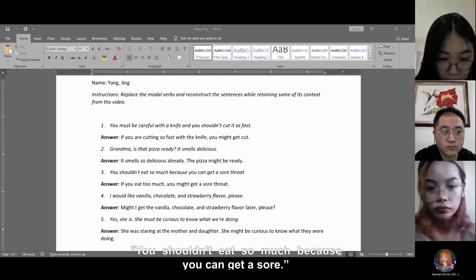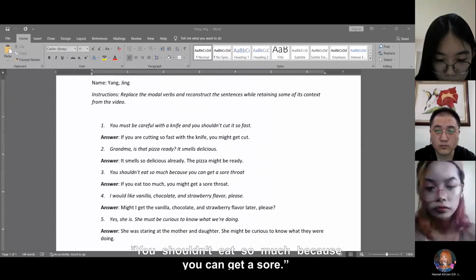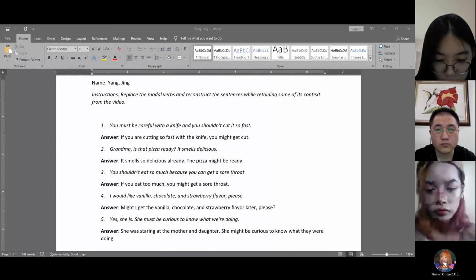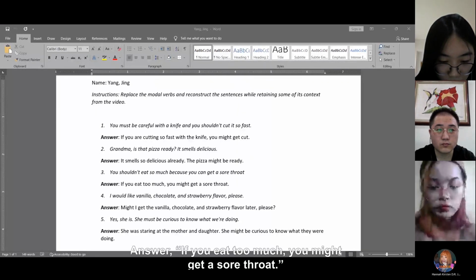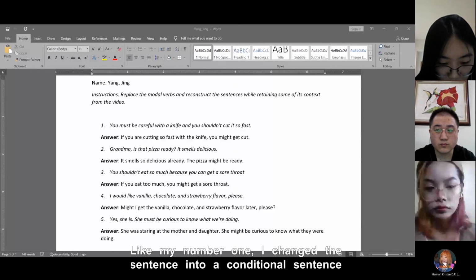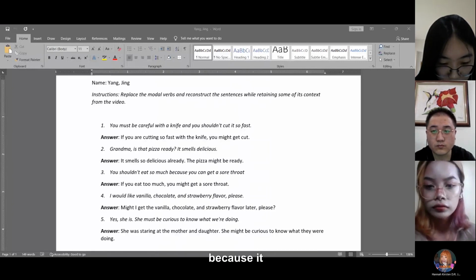You shouldn't eat so much because you can get sore. My answer: if you eat too much, you might get a sore throat. Like my number one, I changed the sentence into a conditional sentence because it is easier.